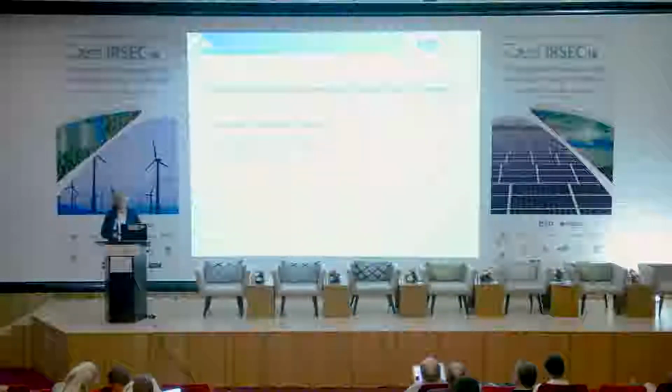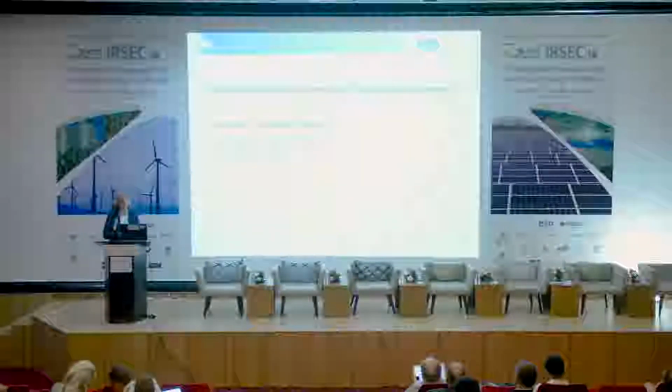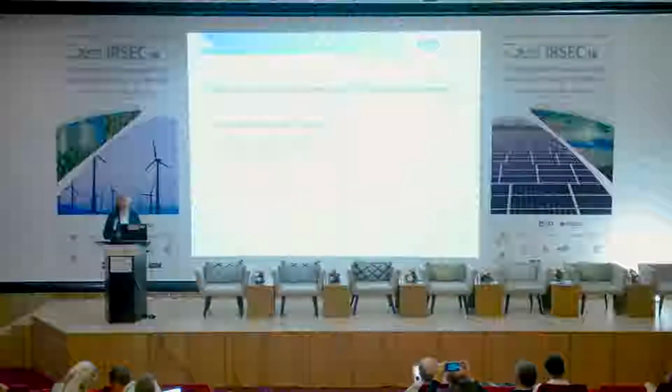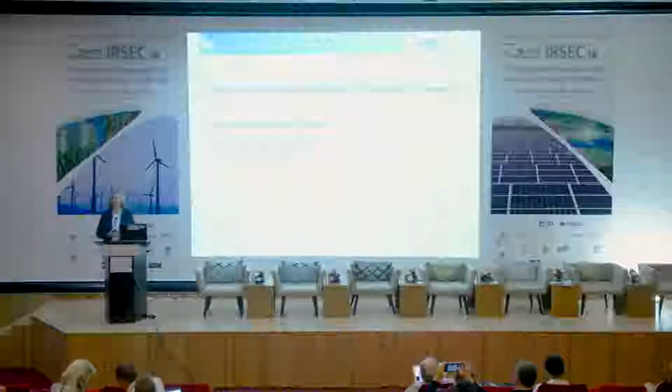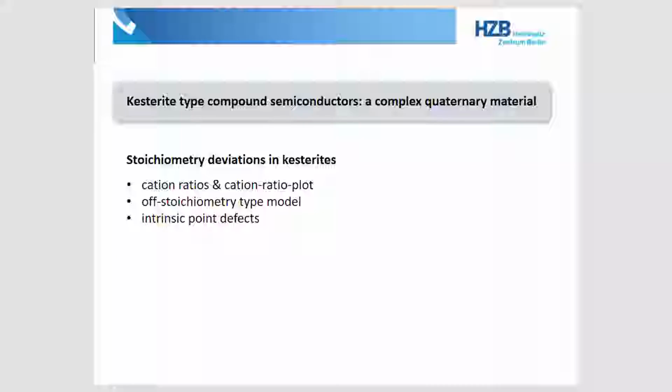So in the first part of my talk, I would like to introduce you to the Kesterite-type compound semiconductors, which is a complex material, and I will show you which structural disorder we can have in that material. In the second part, I will show you our experimental proof of this model I will develop in the first part.